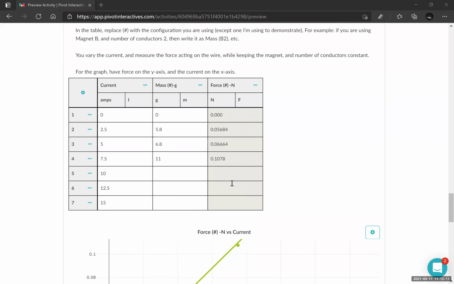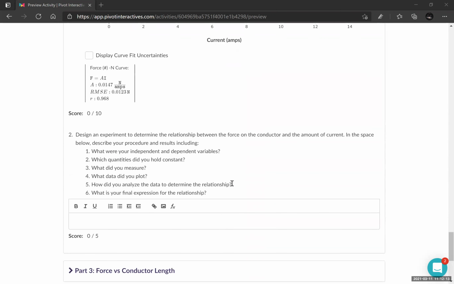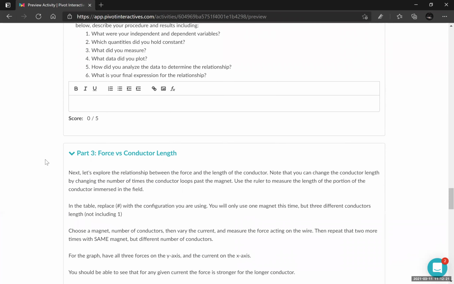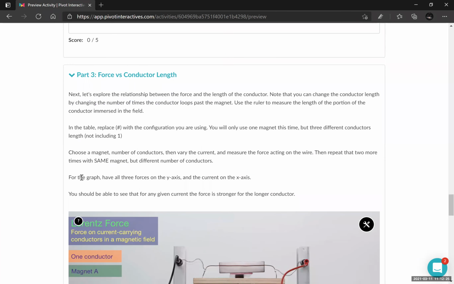All right, next there's a question that you get to answer once you do the experiment, take data, and do the graph. You should be able to answer this based on that. The next one is force versus conductor length. In this case, again, force is equal to I L B.